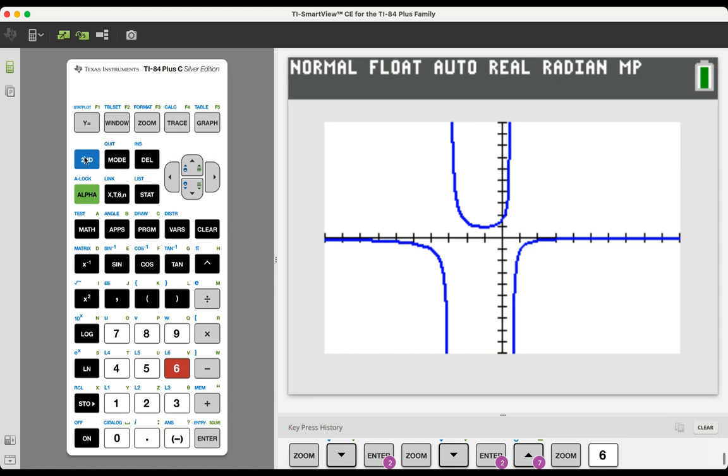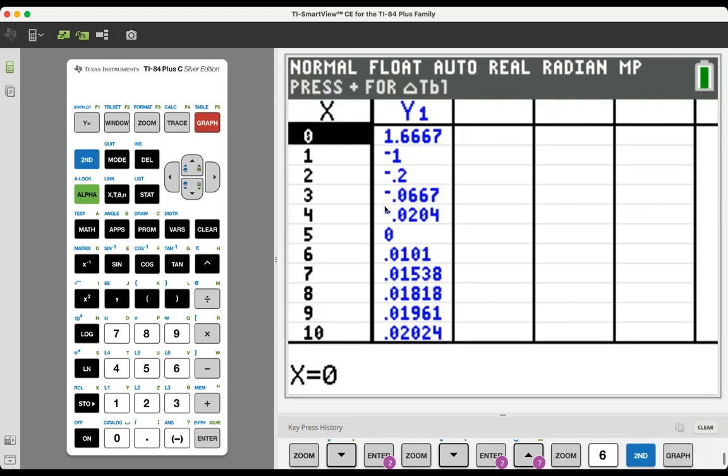If you want to use the table function of the calculator to do a little bit of analysis, you can. If you press second in graph, that brings up the table. Here are all of the x inputs, and here are all of the associated outputs. If you just looked at this block of 11 inputs, it would look like the function is defined everywhere.